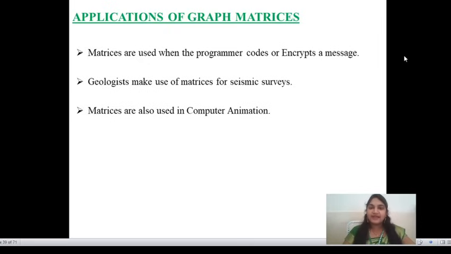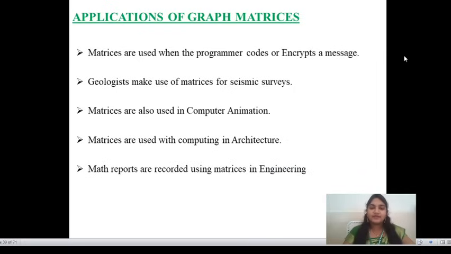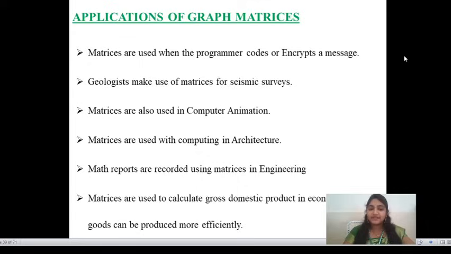Matrices are also used in computer animation, and for computing in architecture. Math reports are recorded using matrices for engineering purposes, and matrices are used to calculate the gross domestic product in economics so that goods can be produced more efficiently. These are all the applications where graph matrices are used: to encrypt images, by geologists for seismic surveys, in computer animation, computer architecture, and recording math reports or producing economic and financial results.